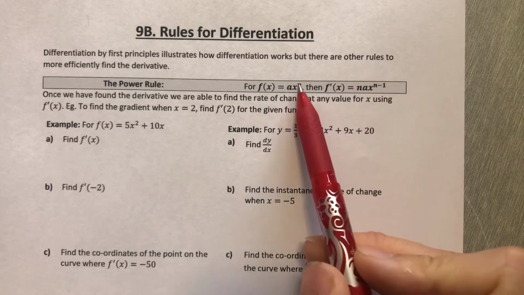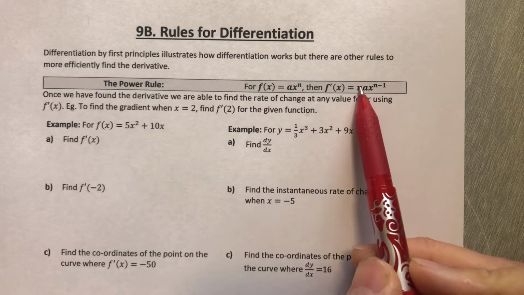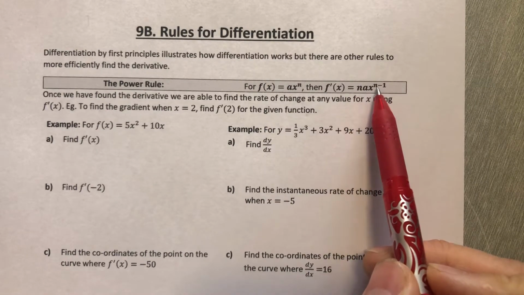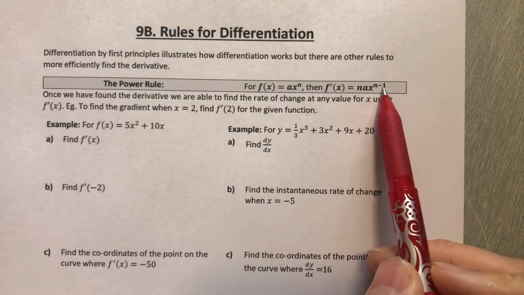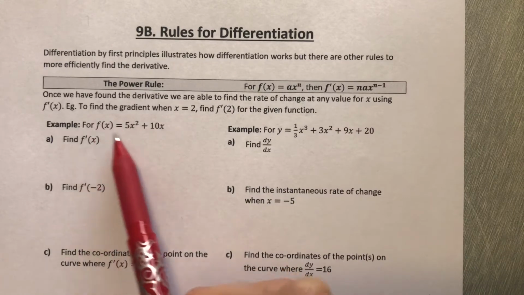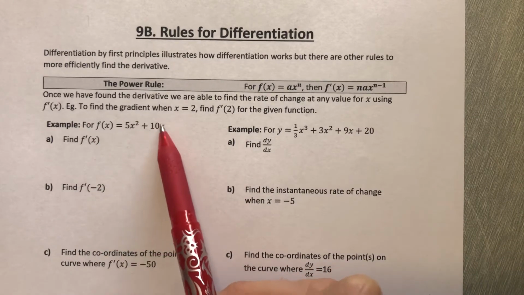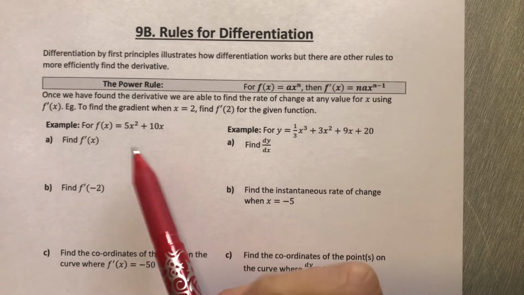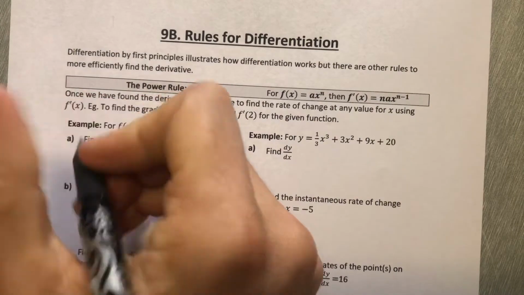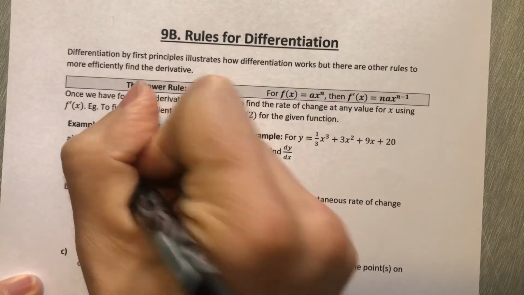So whatever your n value is, you're going to times that n value by the coefficient. See, n times a, which is a coefficient. And then you're going to take 1 away from that power. You're just going to keep on doing that for every single term. So this rule here, this has two terms. So we're going to do it for this term and for this term as well. So let's look at this first bit.